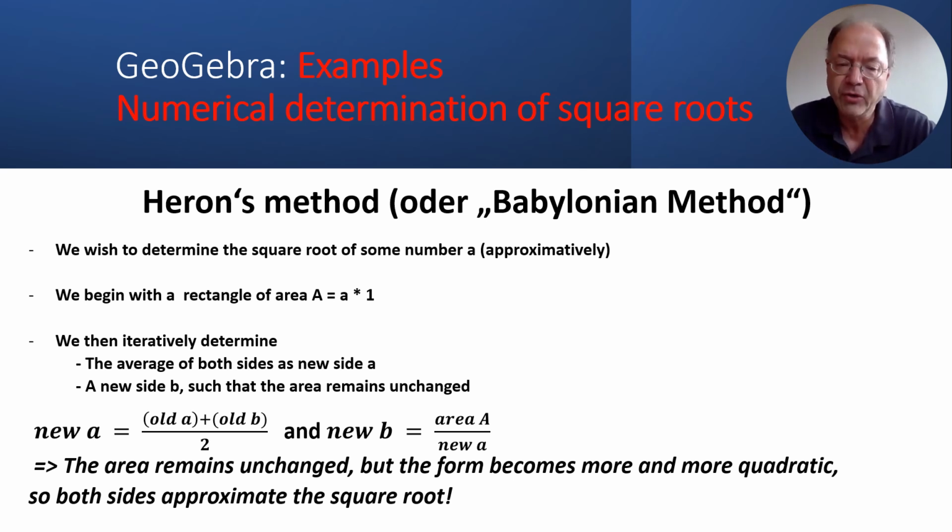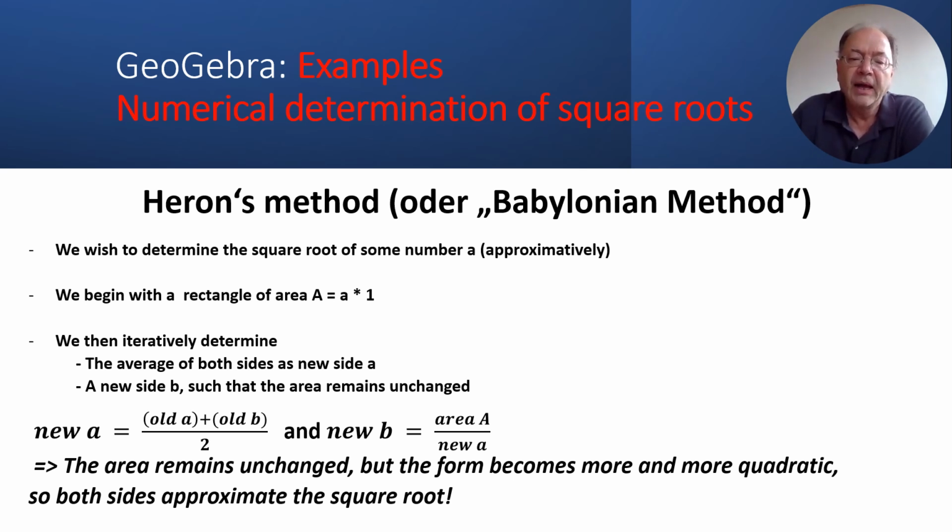This time something numeric. And it's something simple but interesting numeric. It's a method to determine square roots. It's called Heron's method or the Babylonian method. Very old, so the Babylonians already knew it. The idea is as follows. You begin with a number a, and you want to have the square root of this number a.